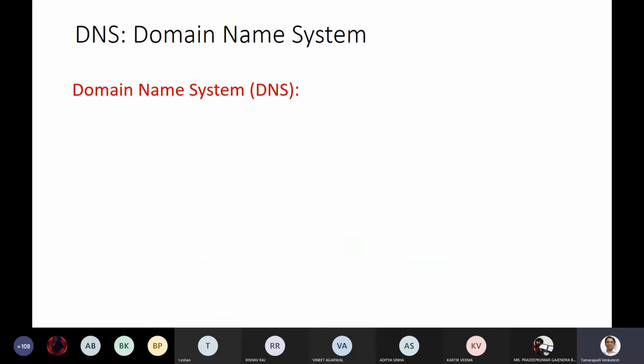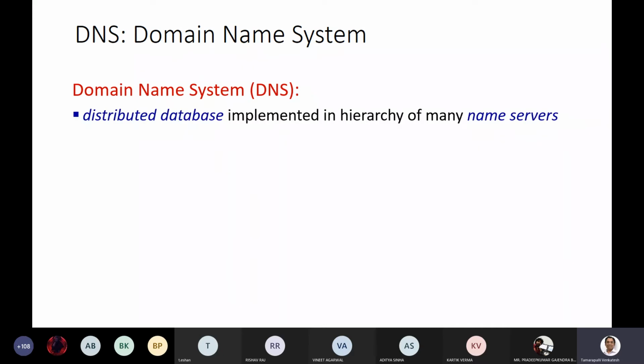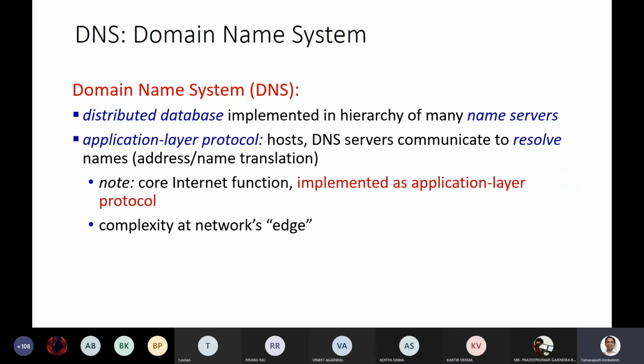So looking at all these options, the designers of DNS, the domain name system, came up with this distributed database implementation in a hierarchical manner consisting of many name servers. Each of these name servers at a level is responsible for resolving the domain name only of that particular level, or the particular subdomain of the domain name system.